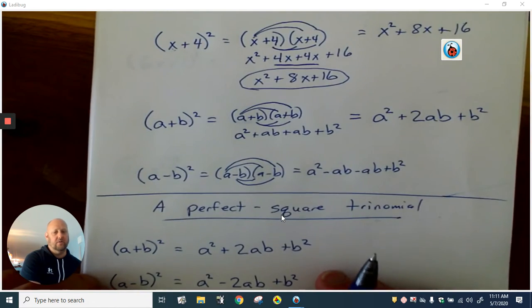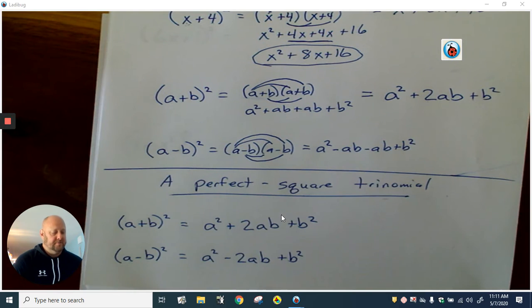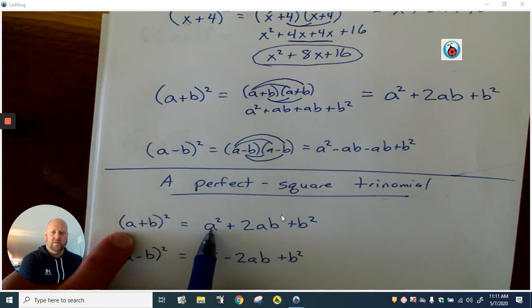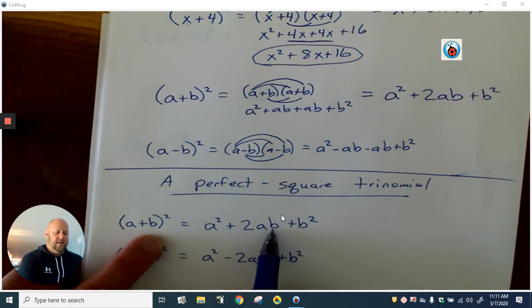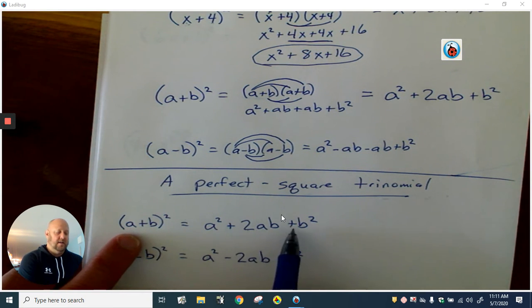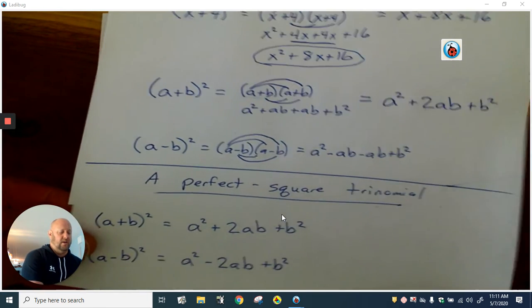So here's basically our rules, okay? So these are called perfect square trinomials. Whenever you see something like this, a plus b squared, all you have to do is take the first term, square it, multiply the two terms together, and then times it by 2. And then take the second one squared. And it works just like that when it's minus. The only difference is you have a negative sign there. Okay? So let's try a couple with that rule.